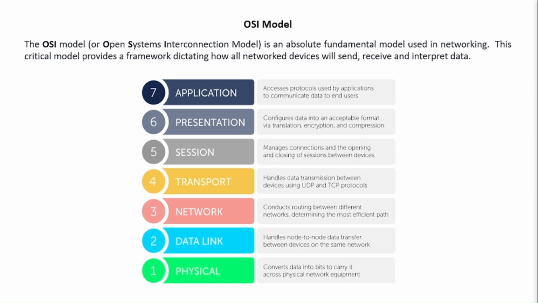At the very top of the OSI model is the application layer, which is implemented by the network applications. Those applications produce the data to be transferred over the network.